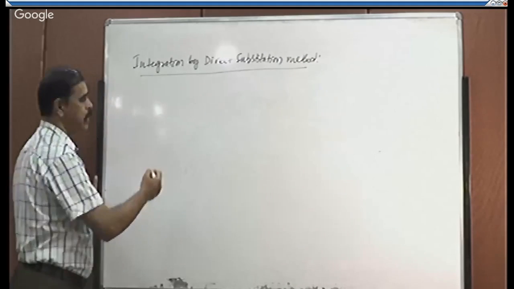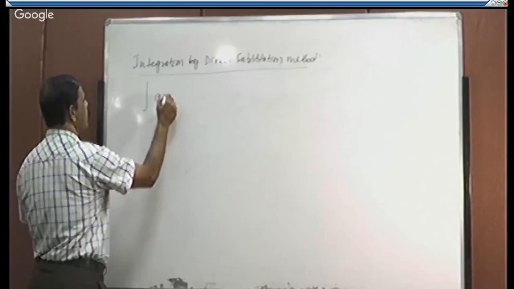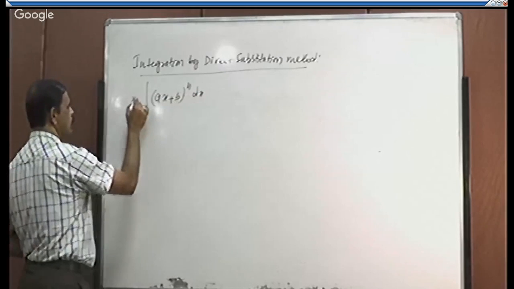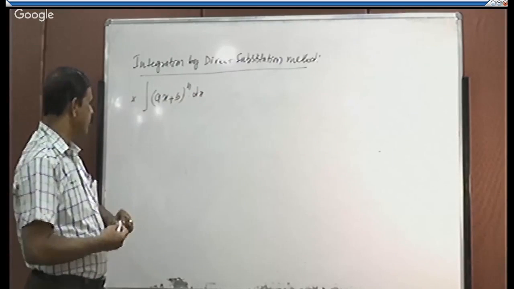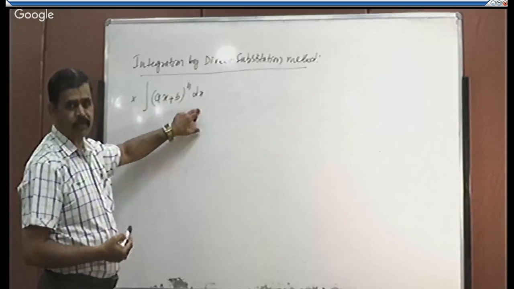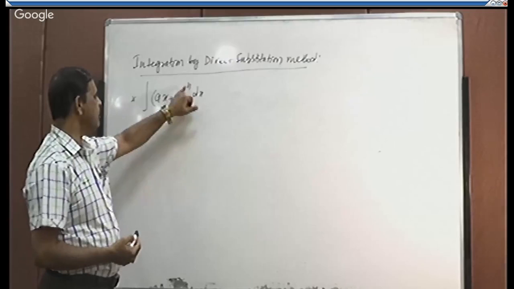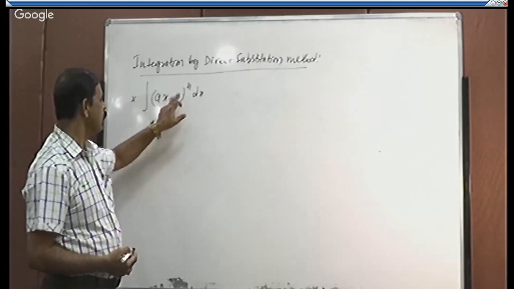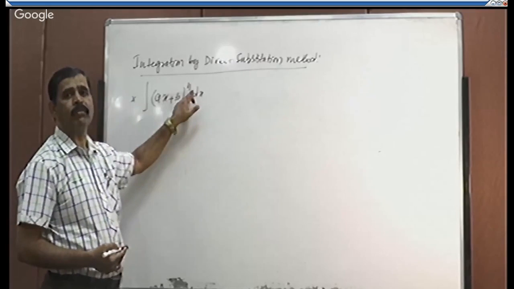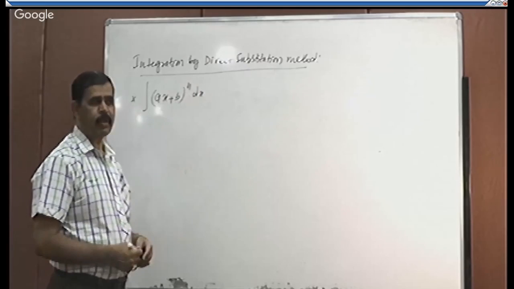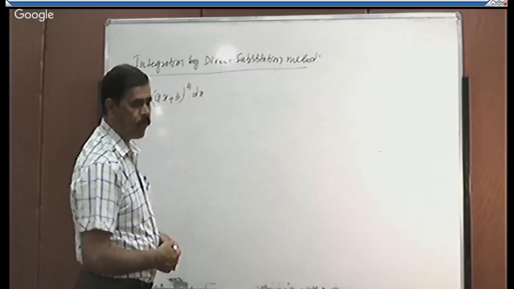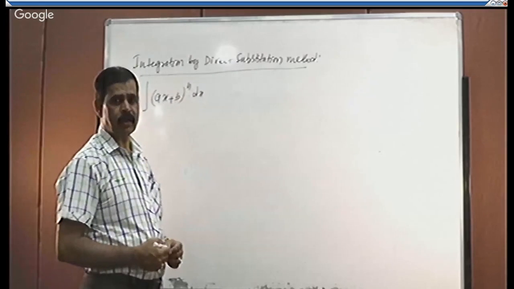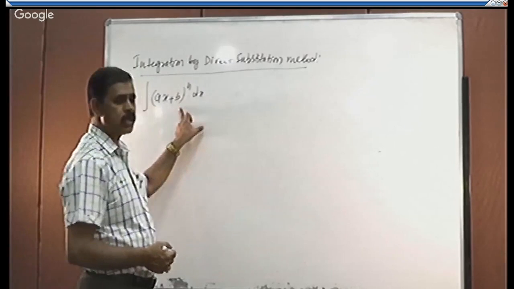Suppose the integral is of this form: (ax plus b) to the power of n dx. What is this integral? It is (ax plus b) to the power of n dx. So it cannot be integrated directly. Suppose n is 2, it could be expanded according to (a plus b) whole square. If it is 3, it is expanded according to (a plus b) whole cube. But n may be greater than 3, 4, or it may be a fraction or negative. So in that case, we cannot integrate directly. So what to do? We have to go for substitution method.